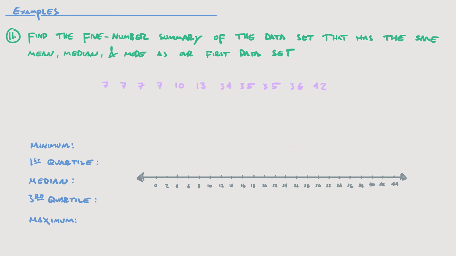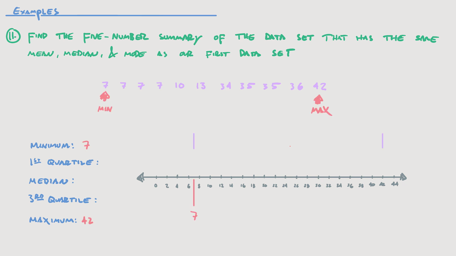Let's find the 5-number summary for the data set that has the same mean, median, and mode as the one that we just looked at. So again, same everything. The center is the same. But just because the center's the same doesn't necessarily mean the data is spread the same way. And that's what I'm going to try to showcase with this one.